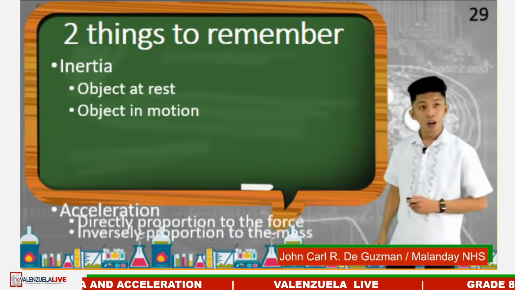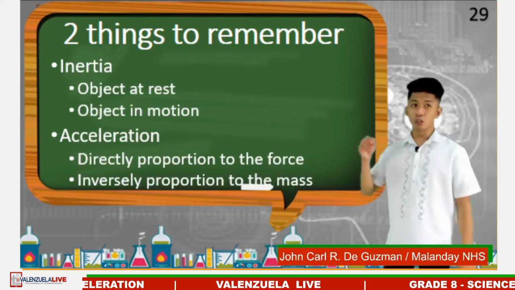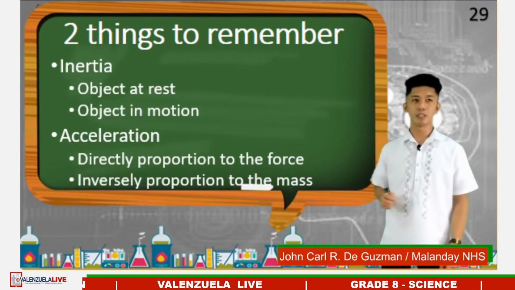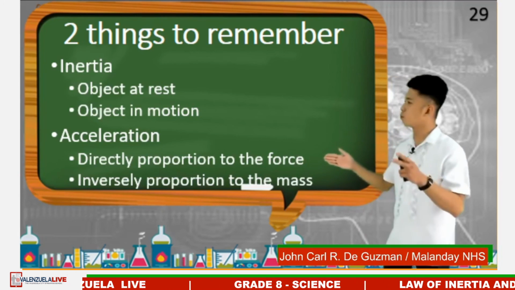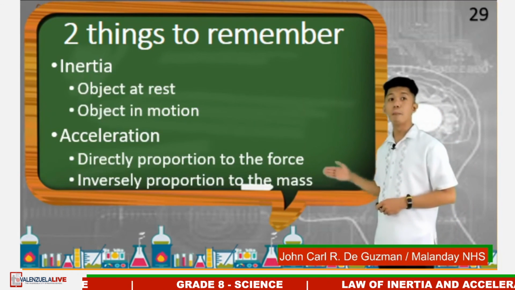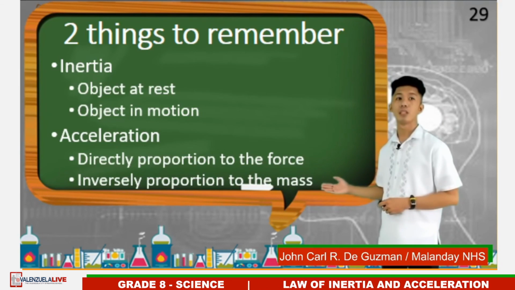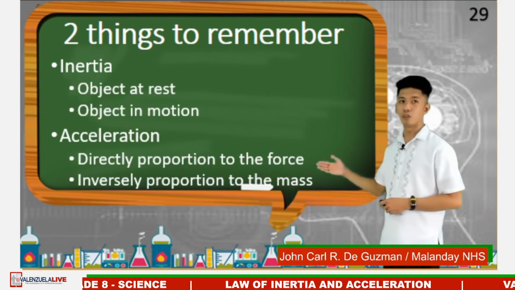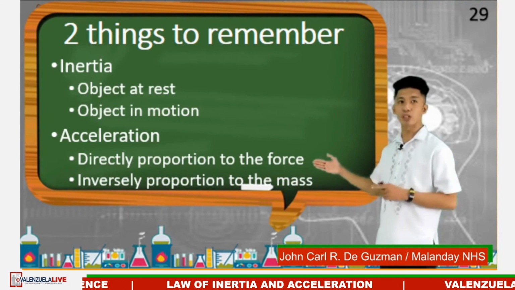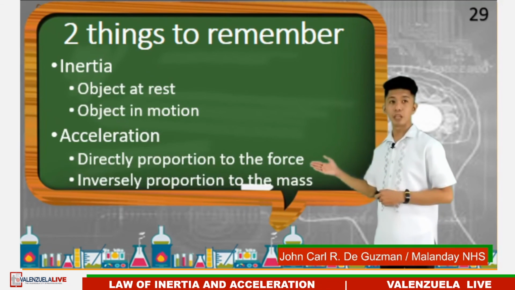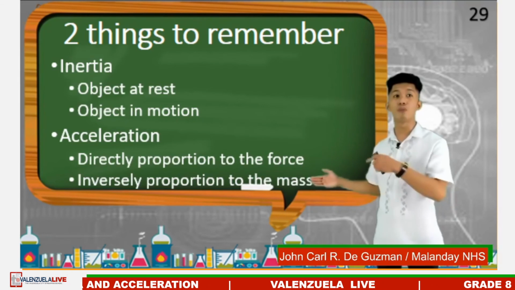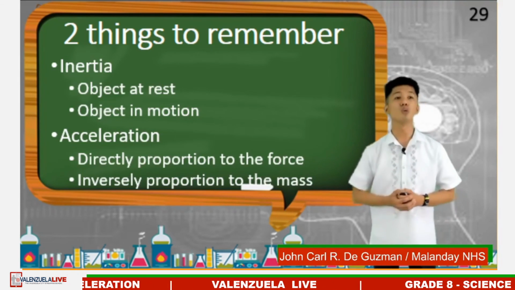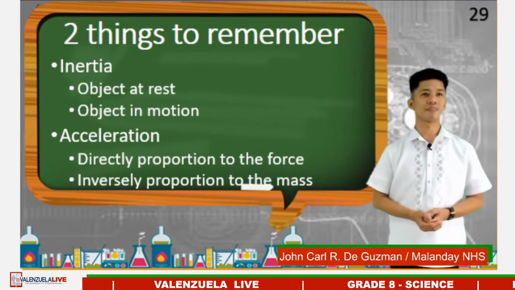Next. On the law of acceleration, we also have two things to remember. The first one is that it is directly proportional to the force, and the second one is that it is inversely proportional to the mass. Right? So here, the first one, the acceleration is equal to the force, and the second one is acceleration is inversely proportional to the mass.